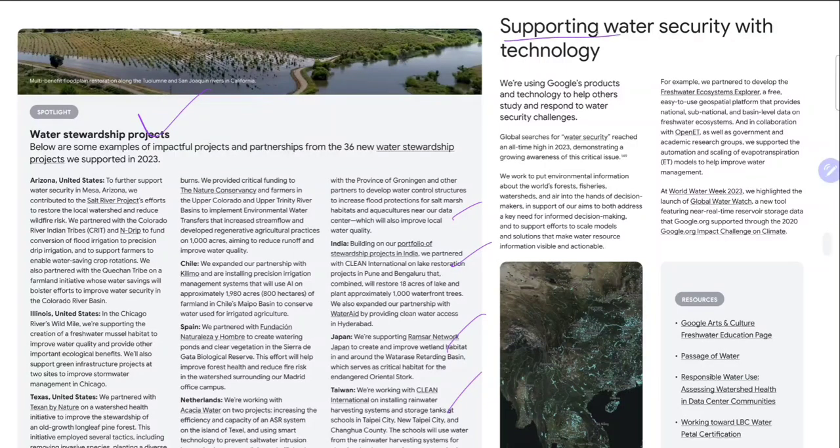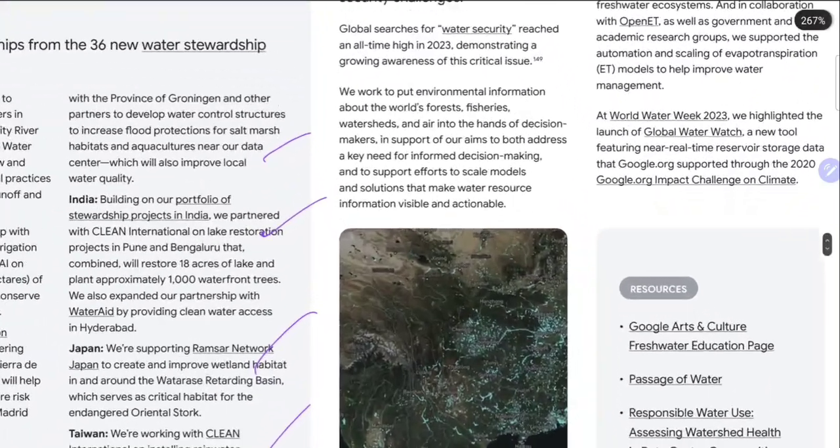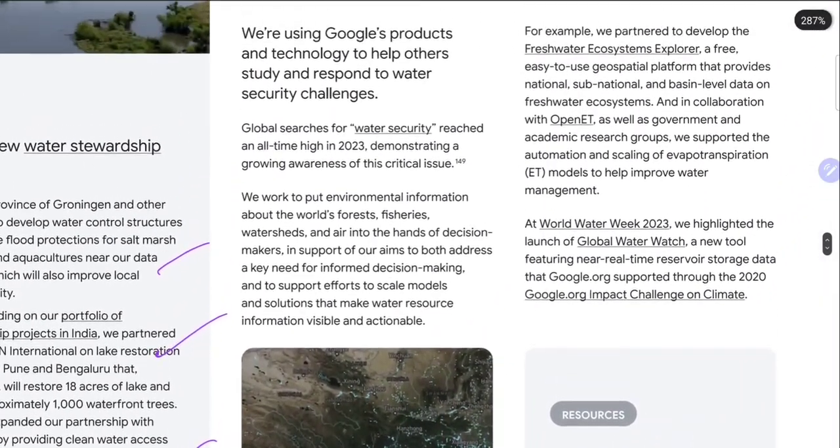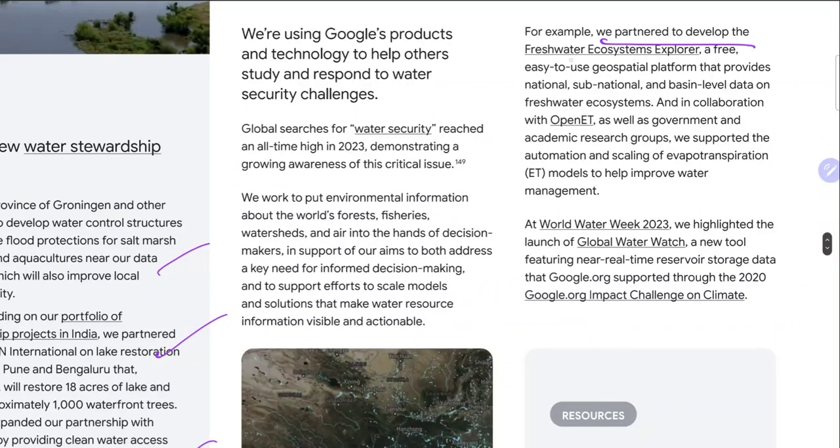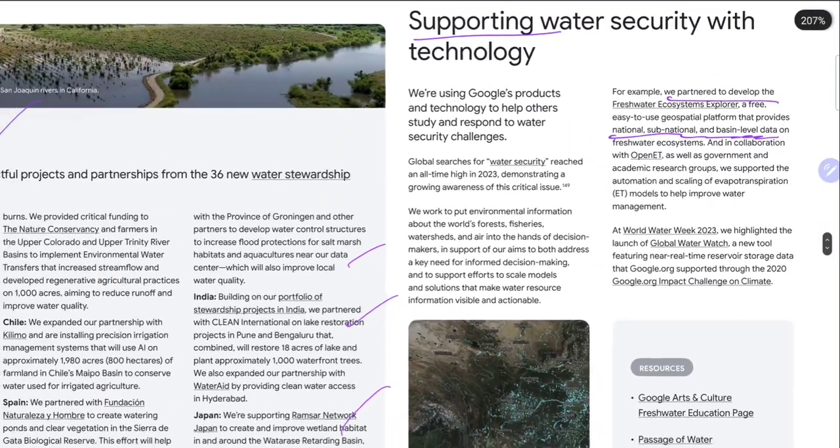Supporting the water security with technology. So what the company is saying related to that: we partner to develop the Freshwater Ecosystem Explorer, an easy to use geospatial platform that provides national, subnational, business level data on freshwater ecosystem, which is given here.